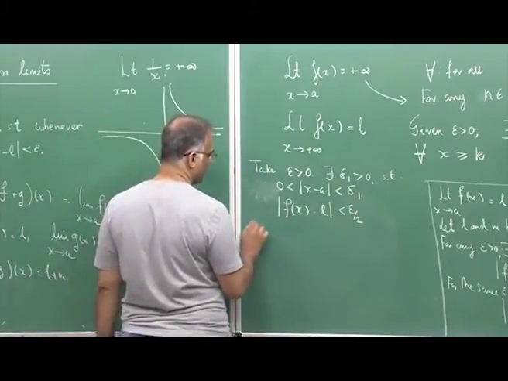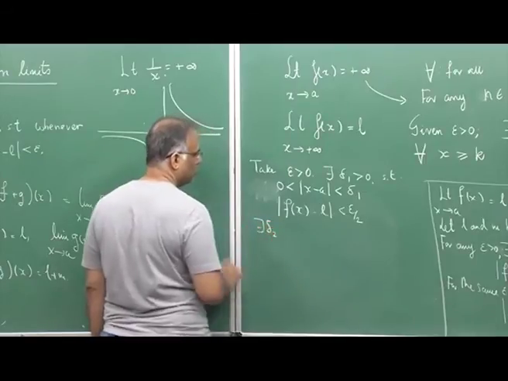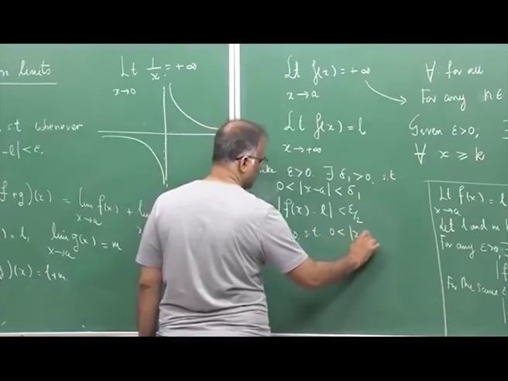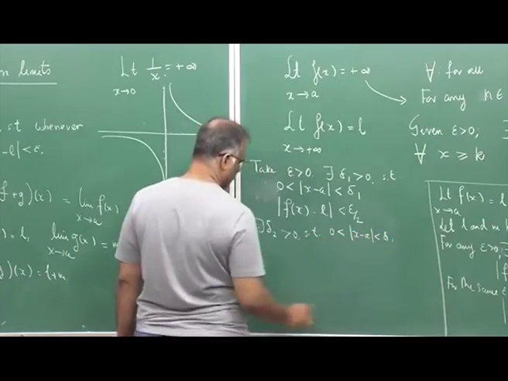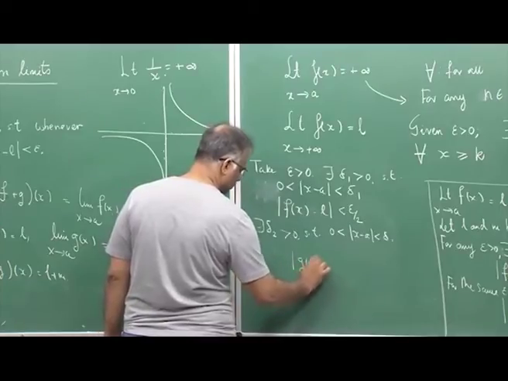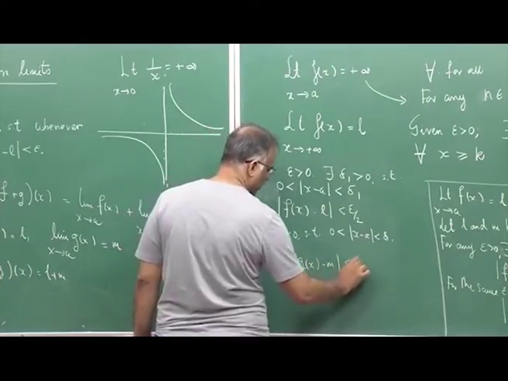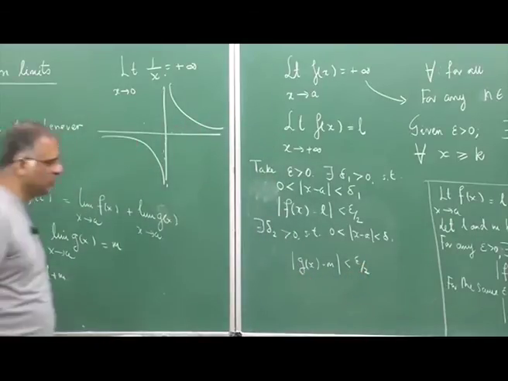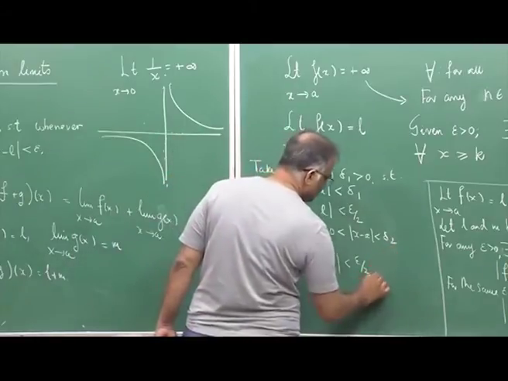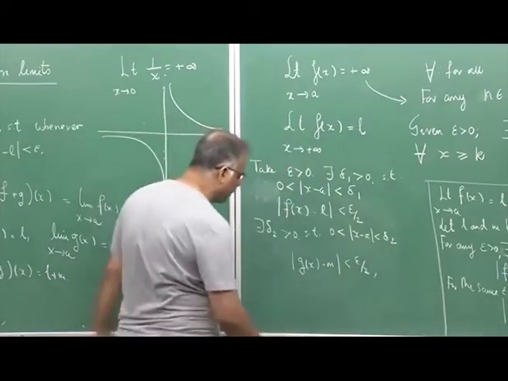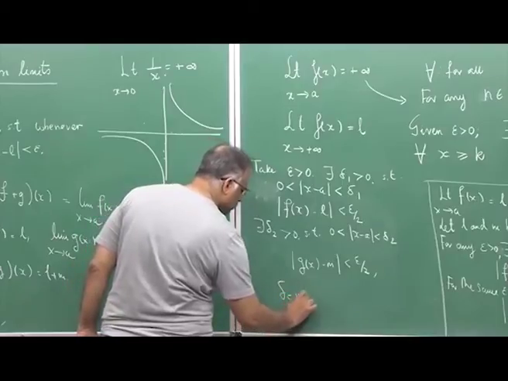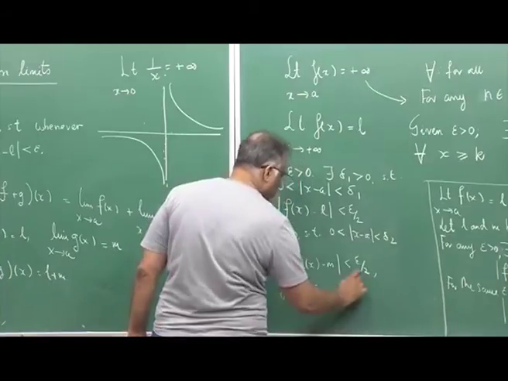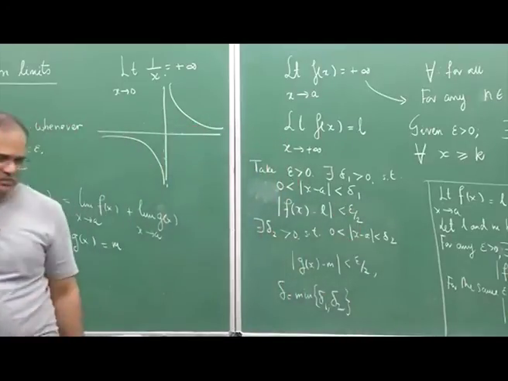Similarly, there would exist delta 2 such that whenever x is here, now I can use a common delta. So, if I take the minimum of delta 1 and delta 2, both these would hold at the same time.